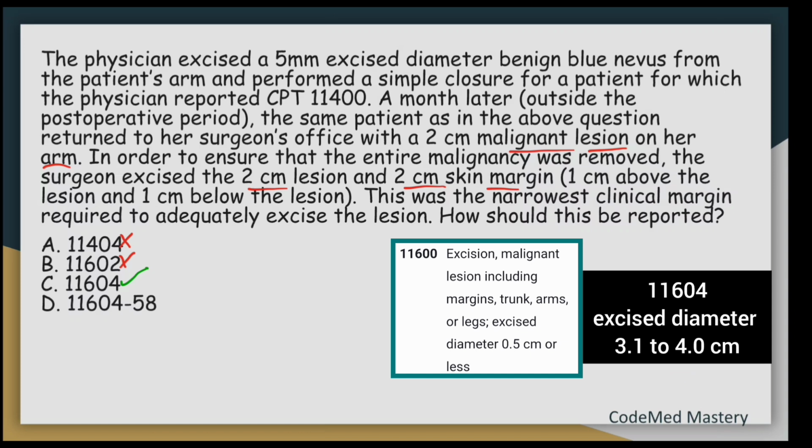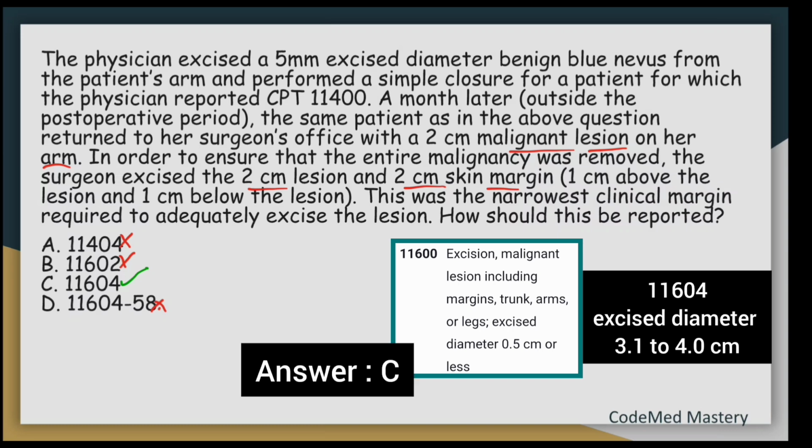post-operative period. But in the question, they have mentioned outside the post-operative period, this procedure is taking place. Therefore, we should not code modifier 58. If the procedure was done in the post-operative period, then we would have used the modifier 58. But according to the question, we should not append modifier 58. So, eliminate option D. Option C, 11604 is the right answer. Let us move on to the next question.